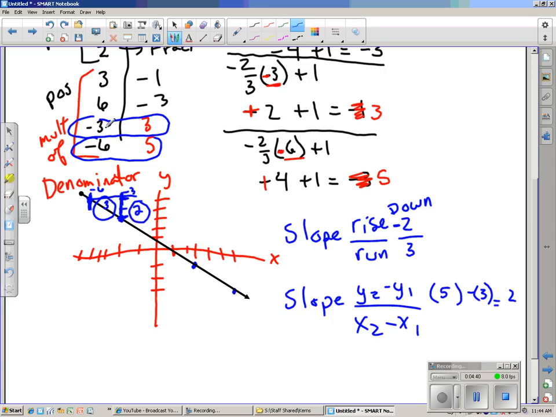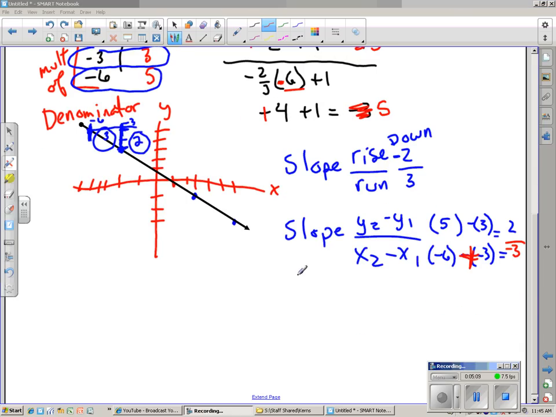And I need to change the x values. The negative 6 minus the negative 5 gives you, 2 negatives make a positive. Negative 6 plus 3 gives you a negative 3. By the way, negative 2/3 is the same thing as 2 divided by negative 3. I've shown the slope two different ways.